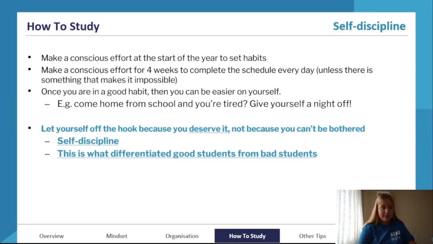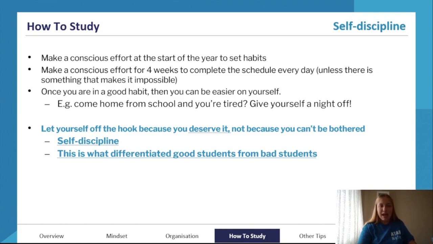and study routines. And then the next step is making a conscious effort for 4 weeks, so for an entire month, to complete the study schedule every single day, unless there is something that makes it impossible because things do come up. You might have to shift your day off for 1 week, that's completely fine. But 4 weeks straight, we want to be able to stick to our routine that we've outlined.